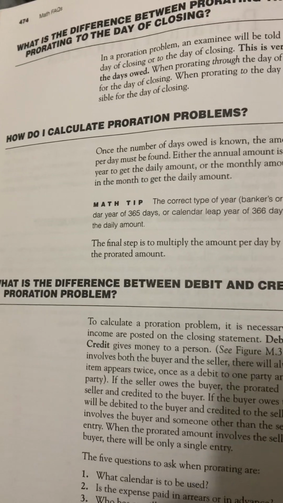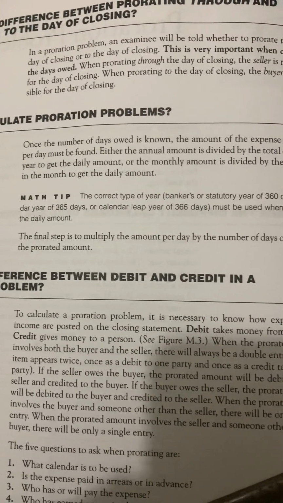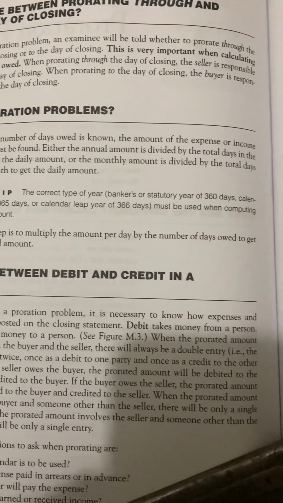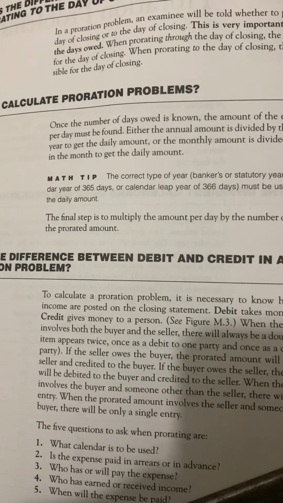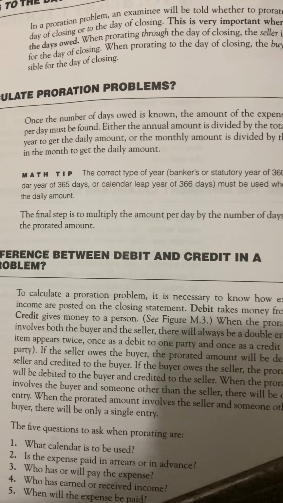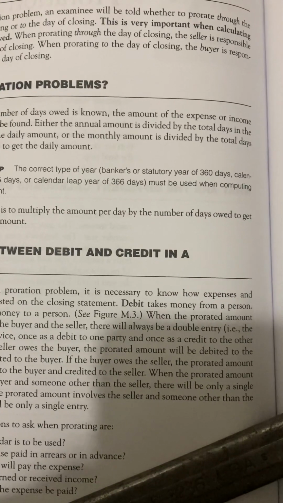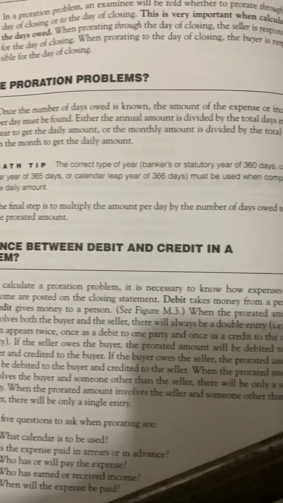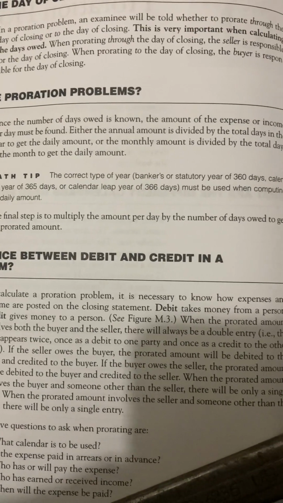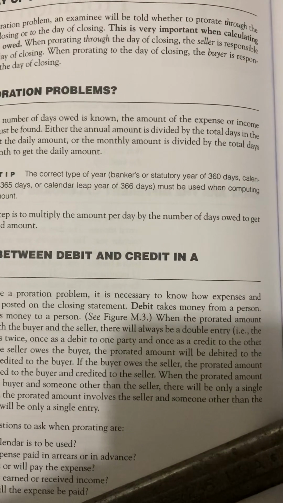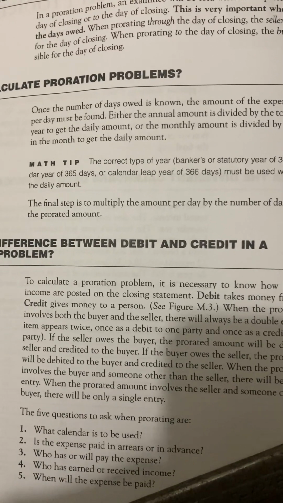How do I calculate proration problems? Once the number of days owed is known, the amount of the expense or income per day must be found. Either the annual amount is divided by the total days in the year to get the daily amount, or the monthly amount is divided by the total days in the month to get the daily amount.